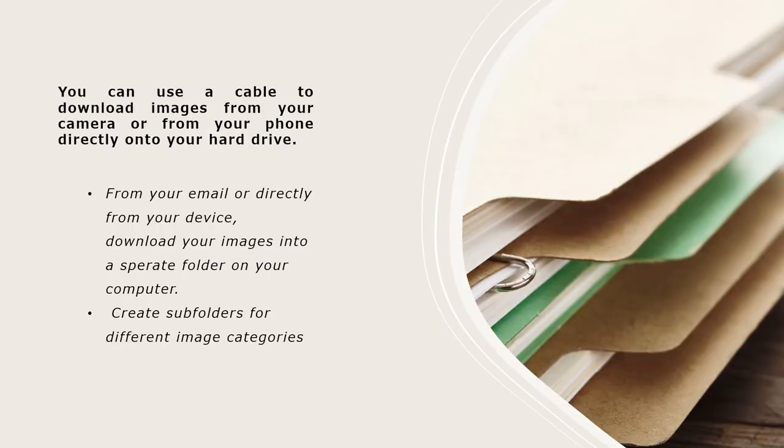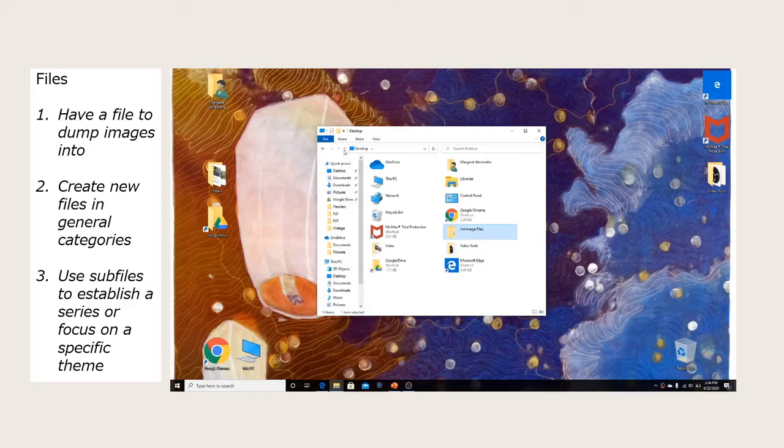You can use that cable to download your images from your camera or from your phone directly onto your computer's hard drive. From your email or directly from your device, download your images into a separate folder on your computer. Create subfolders for different categories of images. Have a file ready to dump images into.